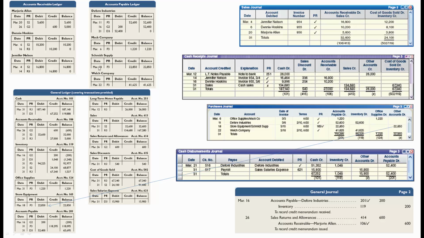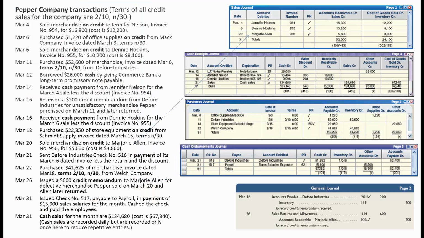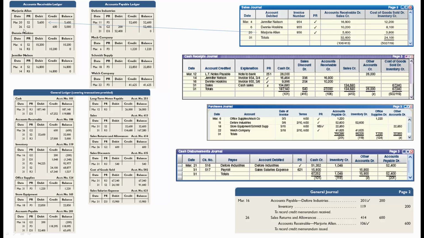So here we can see that for Schmidt, we have recorded the amount that they owe us, we owe them rather, and then we're also going to, in the purchases journal, show a debit for store equipment to show that we purchased that. Next, we're going to sell merchandise on credit to Marjorie Allen. Since it's on credit, it goes in the sales journal. We'll want to update the subsidiary ledger for $5,600.